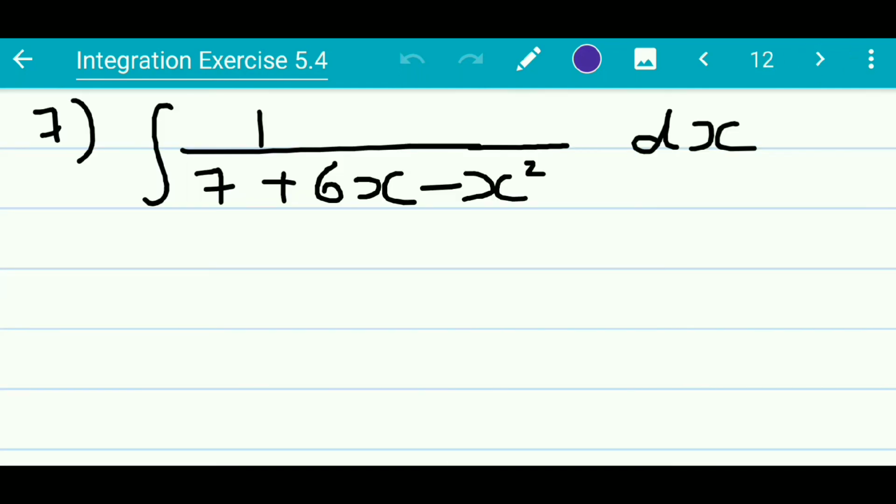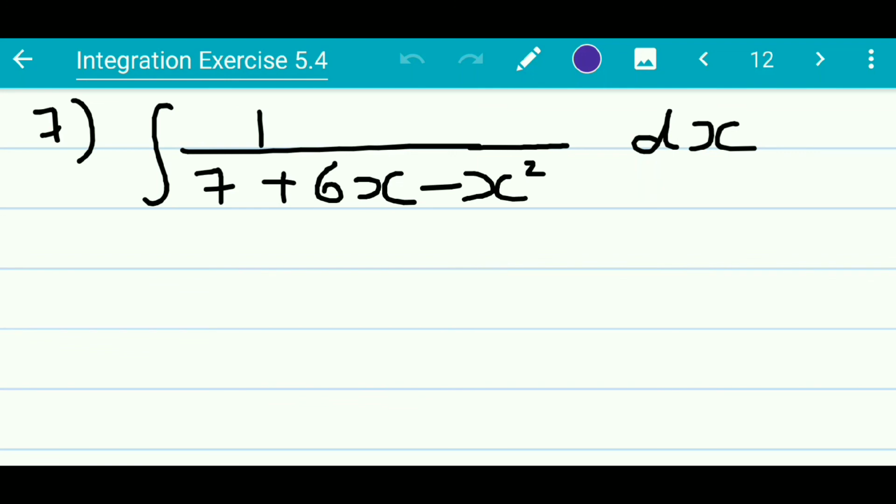Now the seventh question. Listen to it very carefully. Again, you will be applying the first or second result only over here. But then look at the question actually. In the first result, we have 1 upon x square minus a square. In the second result, we have 1 upon a square minus x square.